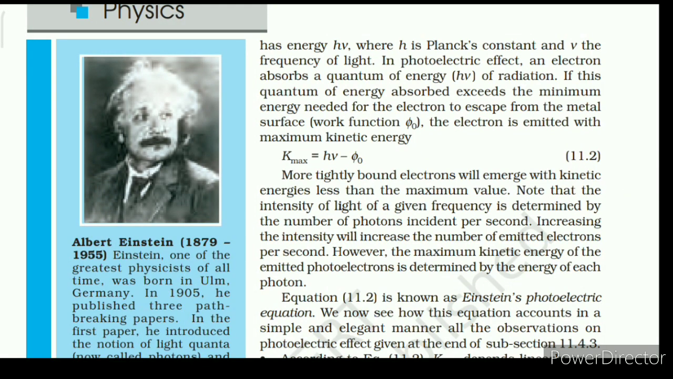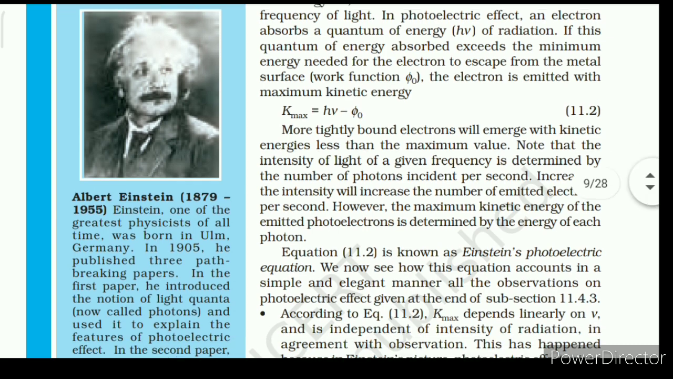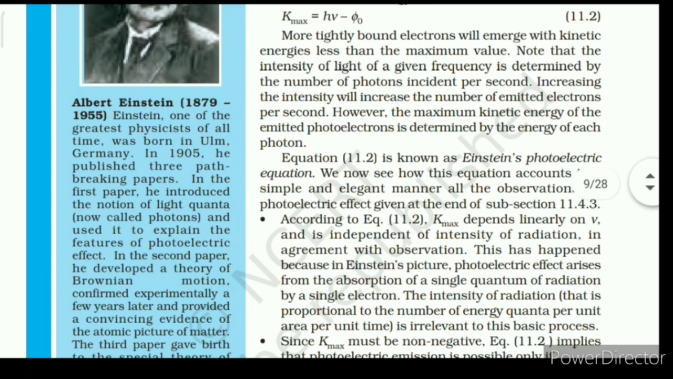Note that the intensity of light of a given frequency is determined by the number of photons incident per second. Increasing the intensity will increase the number of emitted electrons per second. However, the maximum kinetic energy of emitted photoelectrons is determined by the energy of each photon. Equation 11.12 is known as Einstein's photoelectric equation. We now see that this equation accounts in a simple and elegant manner for all the observations on the photoelectric effect given at the end of subsection 11.4.3.